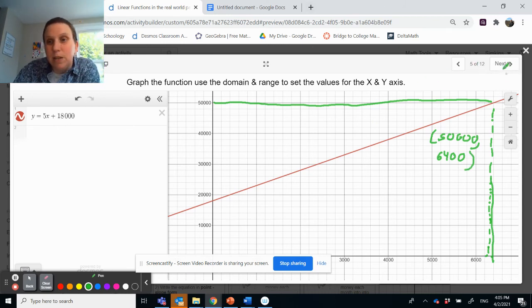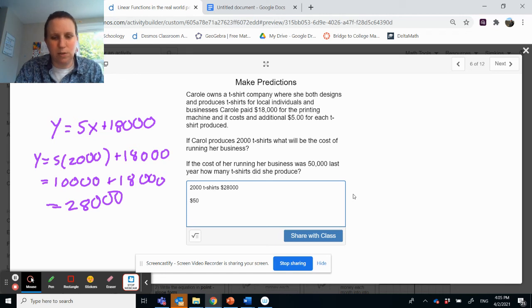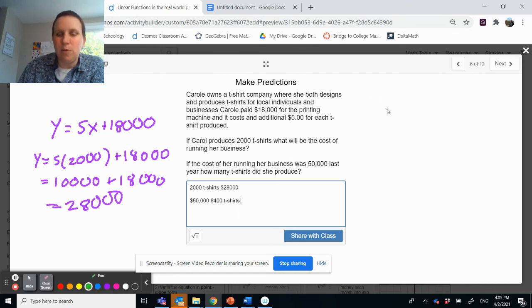Let's see how you can find it with the equation. I know that $50,000 means 6,400 t-shirts. Ooh, her business took off. I was pessimistic apparently about her sales or about her production. So let's find that 6,400 number using the equation.